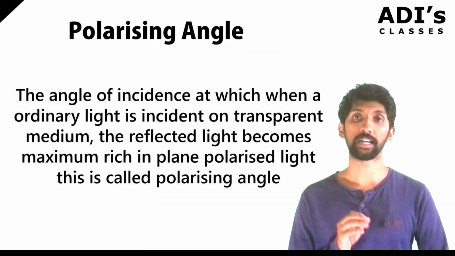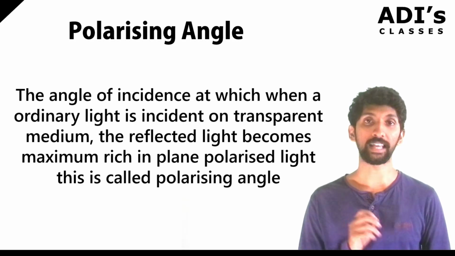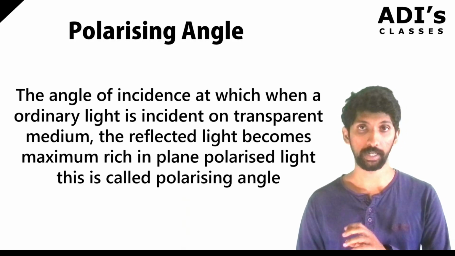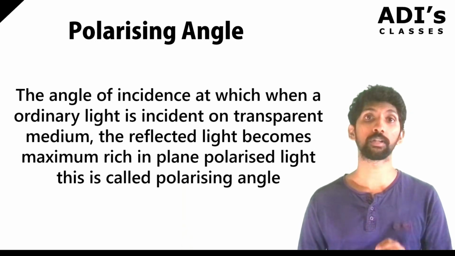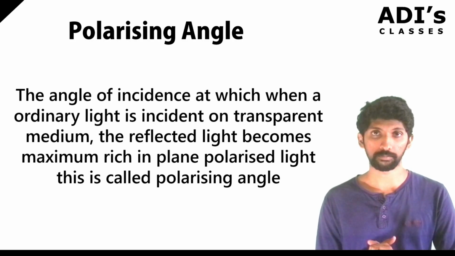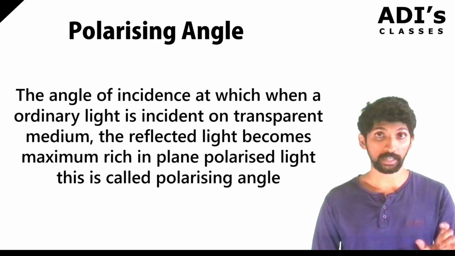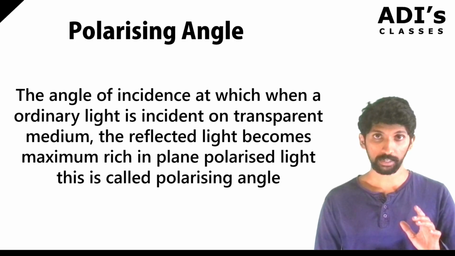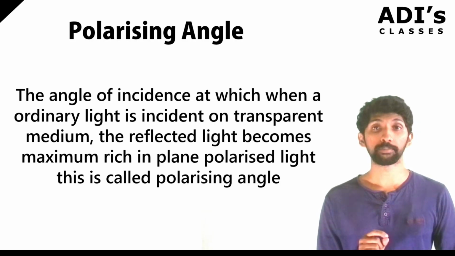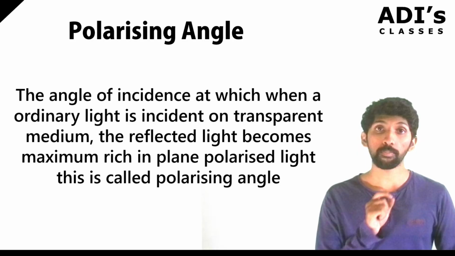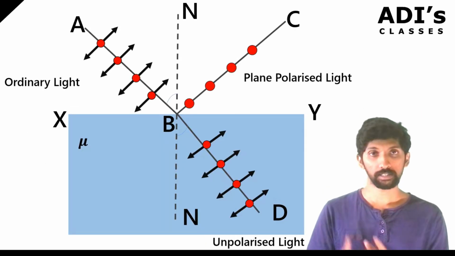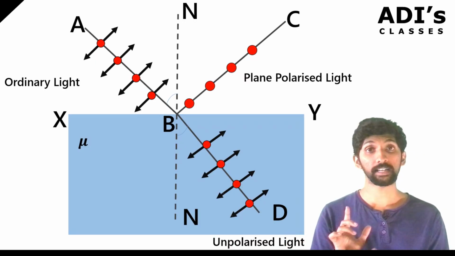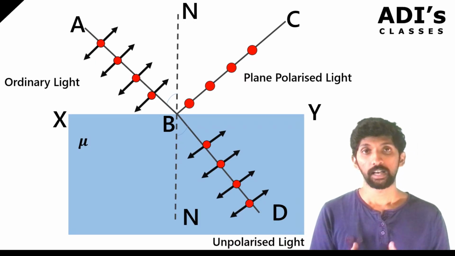The angle of incidence at which, when ordinary light is incident on a transparent refracting medium, the reflected light becomes maximum rich in plane polarized light, is called the polarizing angle. I'll repeat the last part again. We are incidenting the light, and the reflected light becomes maximum rich in plane polarized light. This angle is what we call the polarizing angle. If you look at the figure, the reflected light is polarized light, correct? And the angle of incidence is the polarizing angle.